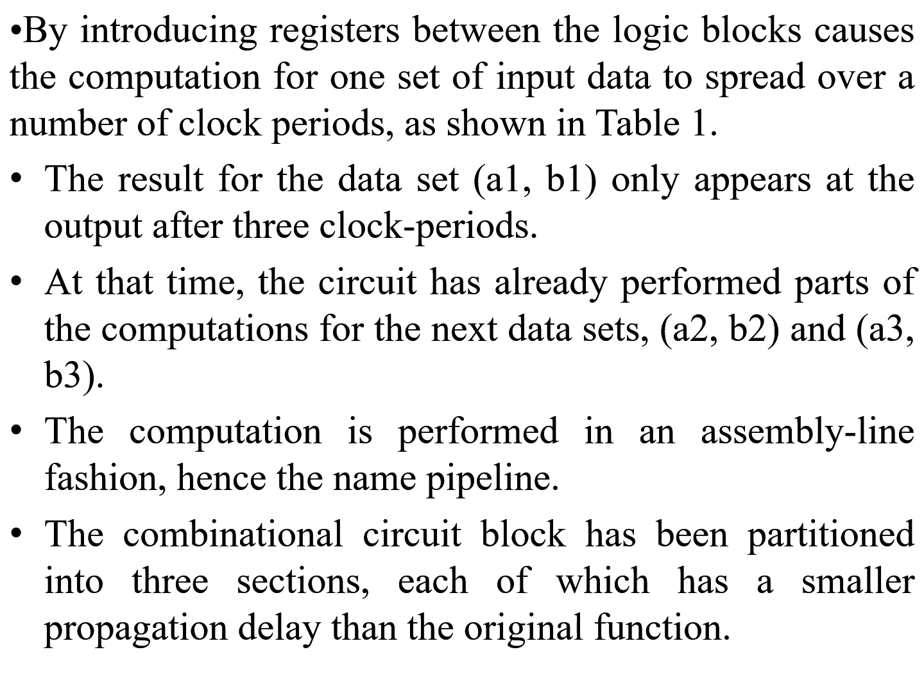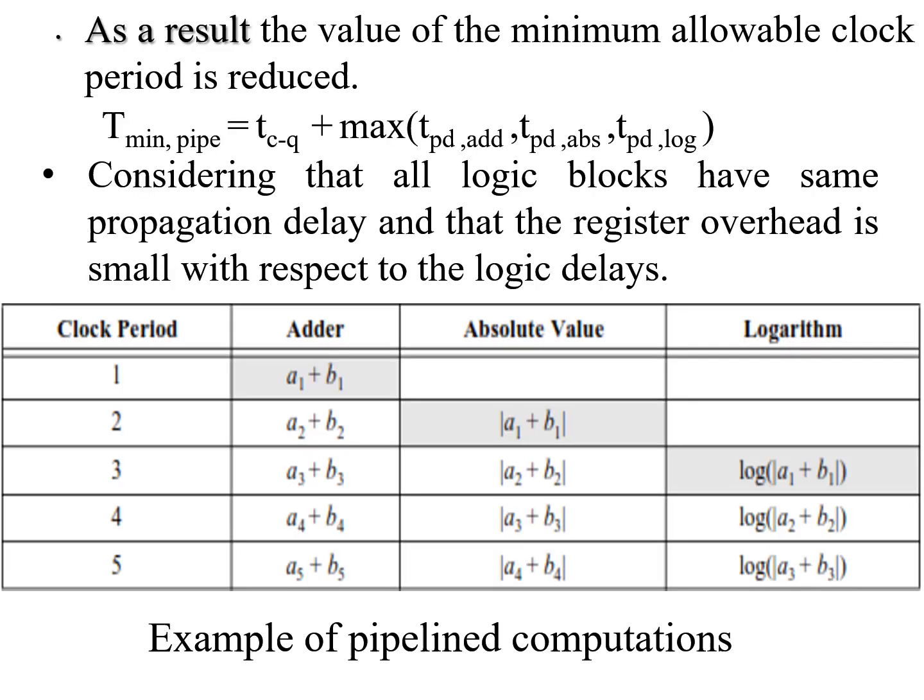That is, before completion of the dataset A1 B1, A2 B2 and A3 B3 execution will have been started partially. So this computation is performed in an assembly line fashion. Hence it is termed as pipelining. The combinational circuit block has been partitioned into 3 sections, each of which has a smaller propagation delay than the original function. As a result, the value of the minimum allowable clock period is getting reduced.